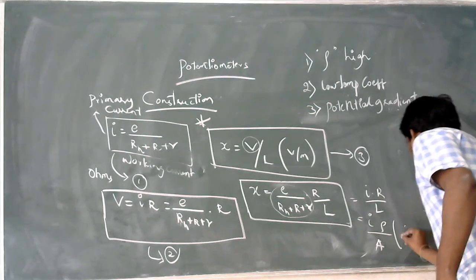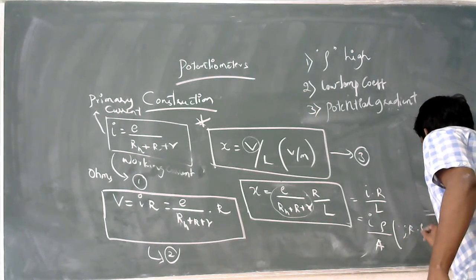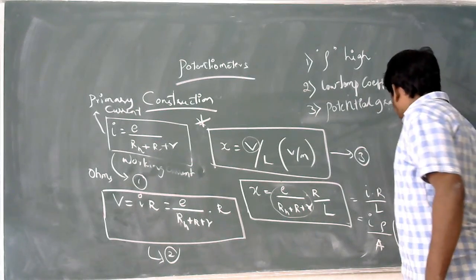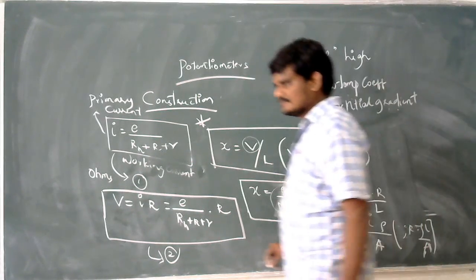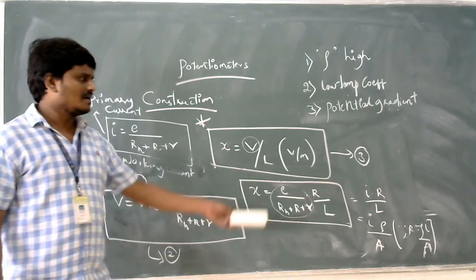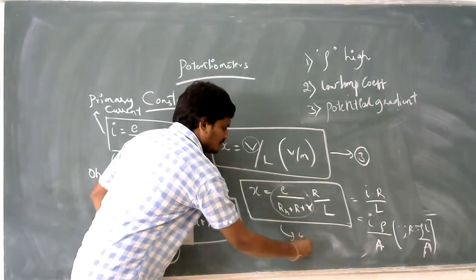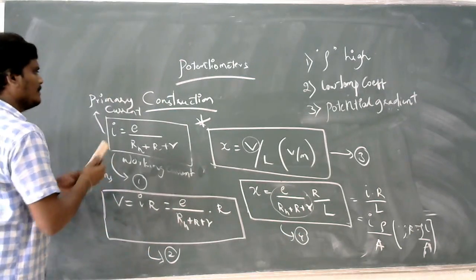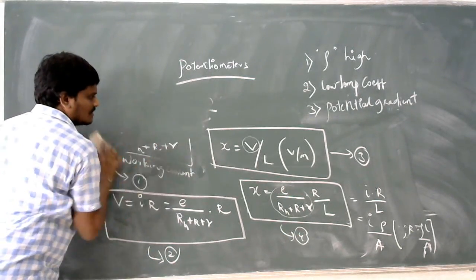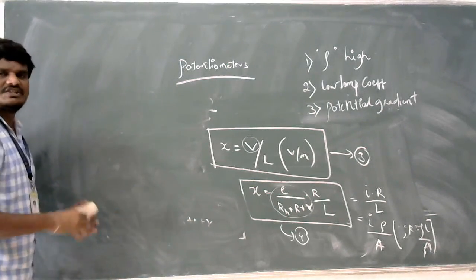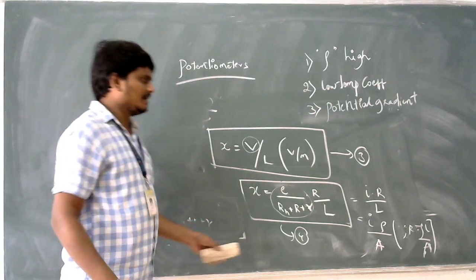Since R equals rho L by A, this is the general formula for calculating the resistance in terms of specific resistance. That is, R equals rho L by A. Now, from equation number 4, how can you relate all the parameters with the potential gradient?